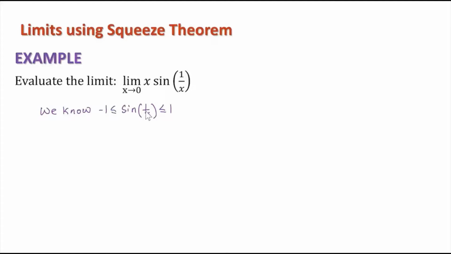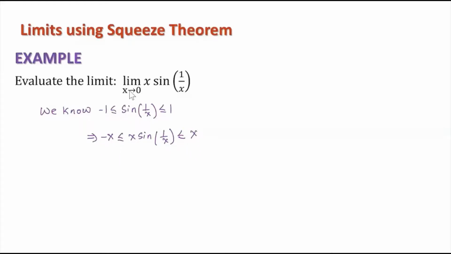If you want to multiply here by x, you have to multiply this one by x and that one by x. So let's multiply throughout by x. So if I multiply throughout by x, -1 multiplied by x is -x, less than or equal to, we are multiplying by x, so x times sine 1 over x, less than or equal to x times 1, that is equal to x. So now you can see x times sine 1 over x is squeezed between these two functions, -x and +x.